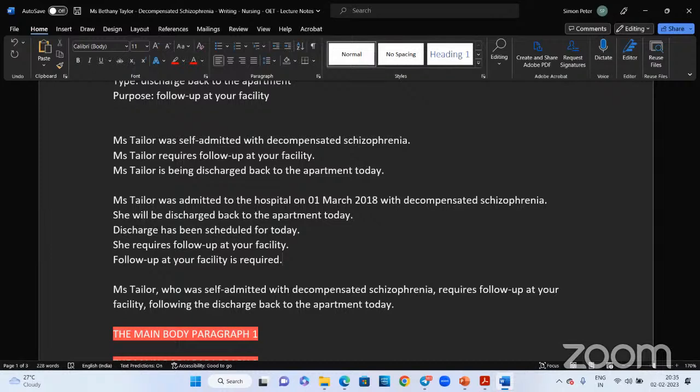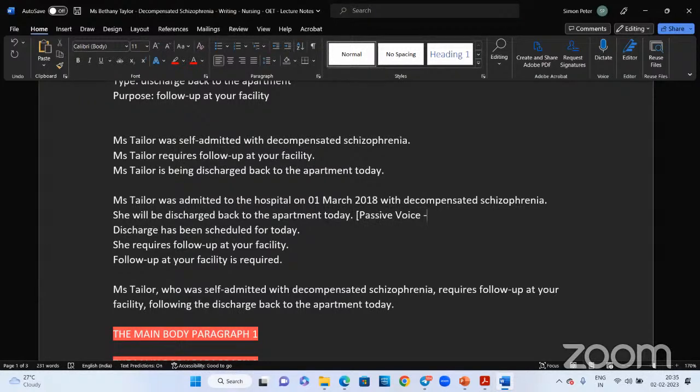Follow up at your facility is required. See, the same things I am showing you. This is active voice, this is passive voice. This is also passive voice, but she is there. This is active voice. This is a passive voice sentence.